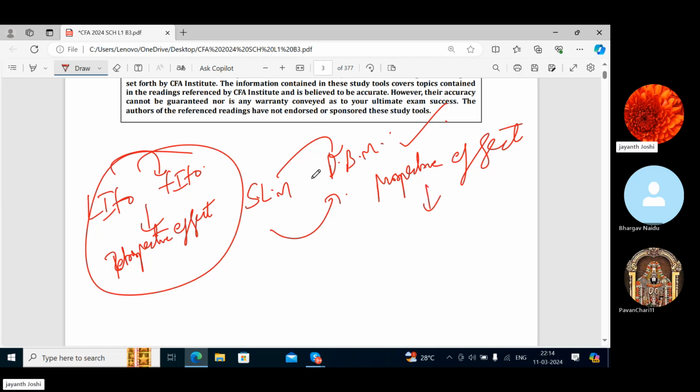Prospective effect means if I'm changing the method now to diminishing balance, then from now until the next change, I have to follow the diminishing balance method. Or if I want to change the estimate, that is the rate of depreciation, from 10 to 12%, until the next change I make, I have to maintain 12% only. That is called prospective effect.